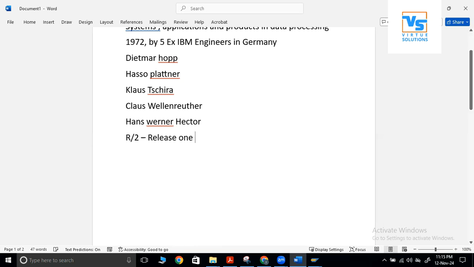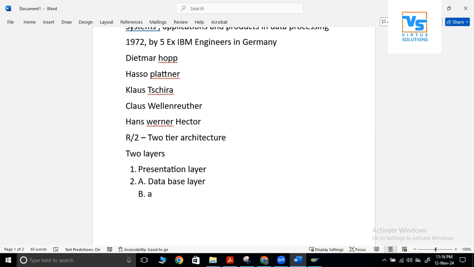R2 stands for two-tier architecture. What is two-tier architecture? There are two layers. What are these two layers? The presentation layer, and the next is divided into two parts: the database layer and the application layer. We'll discuss these layers as well in brief.